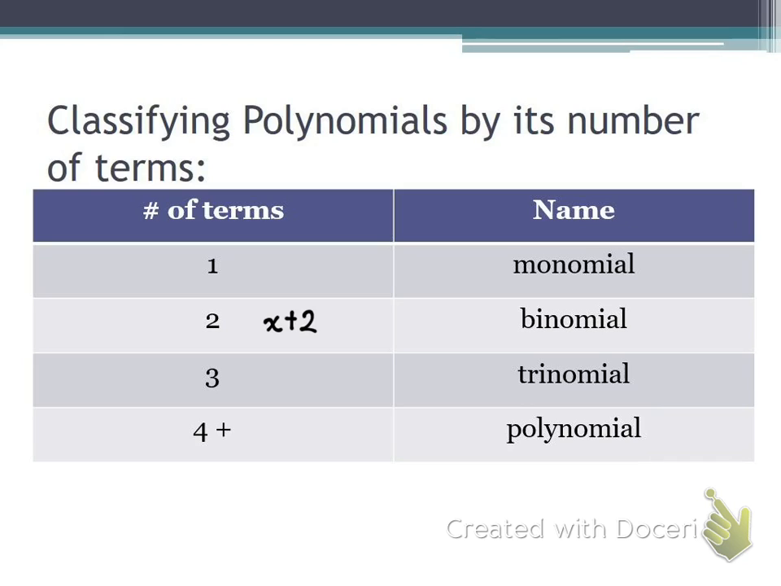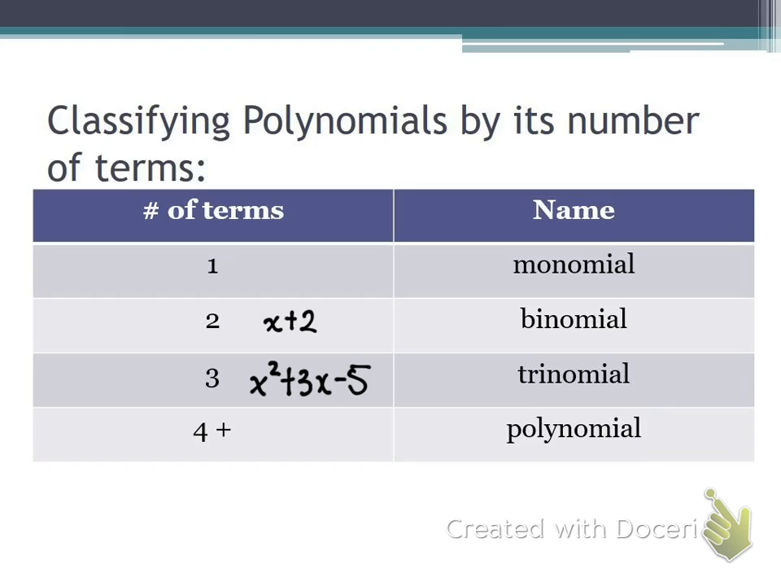So then we go up another. We've got 3 terms. That's a trinomial. For example, x squared plus 3x minus 5. I'm just going to make like a little column of examples. If you have 4 or more terms, so that's what that plus sign means, 4 or greater terms, we just classify it in general as a polynomial. So 1, 2, and 3 are the only ones that have special names: monomial, binomial, trinomial. Anything bigger than that is a polynomial.